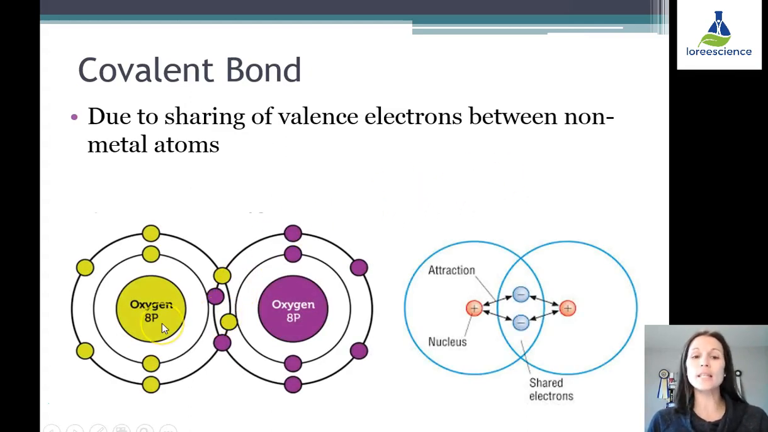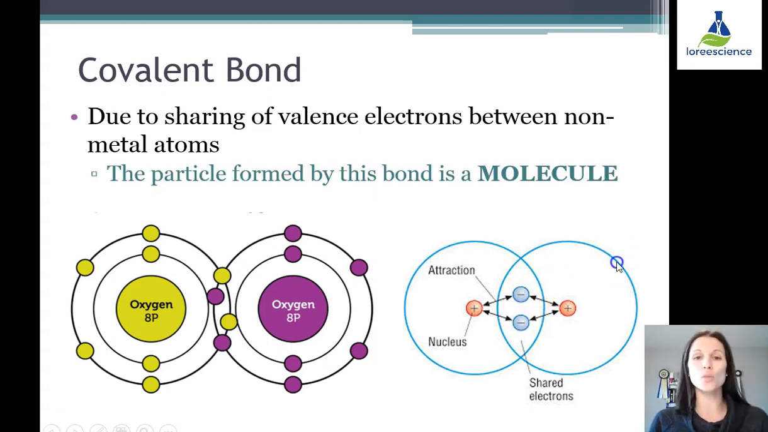So if we take a look at the example, those 2 atoms could be the identical atom, such as the case outlined here, 2 oxygen atoms. Now what happens is they share those electrons. So this electron, this yellow one, actually belongs to this oxygen on the left, but it will spend some time orbiting around this one, and it will also spend some time orbiting around this one. So as you can see outlined here, the nucleus of each one attracts the electron to both atoms, and the electrons are shared between the 2. So when there is a covalent bond, we call this a molecule.